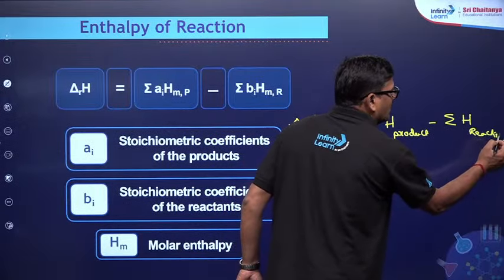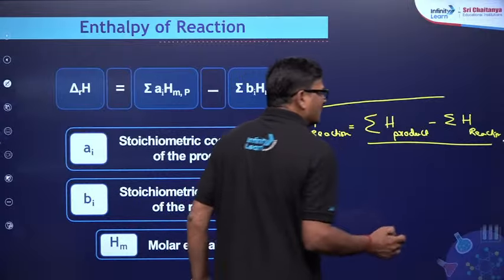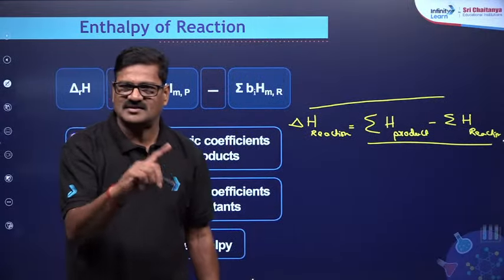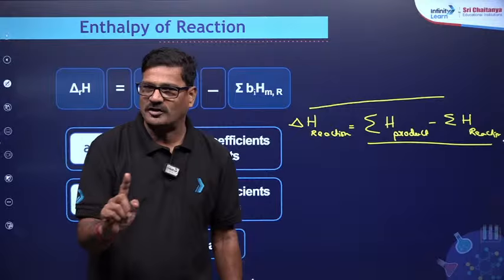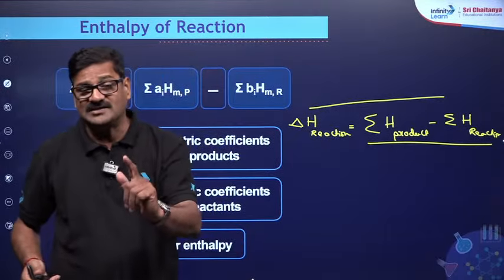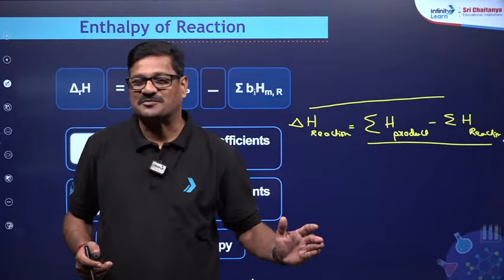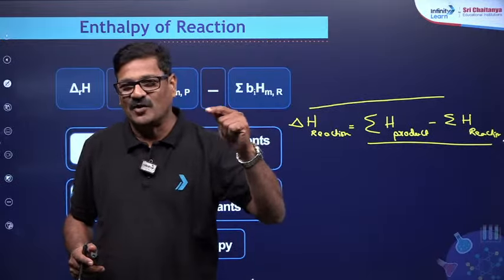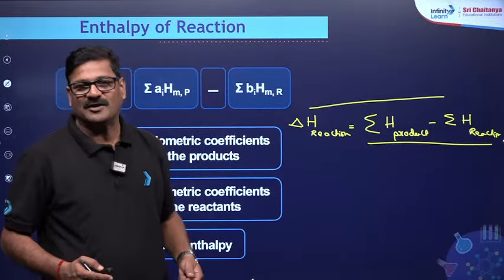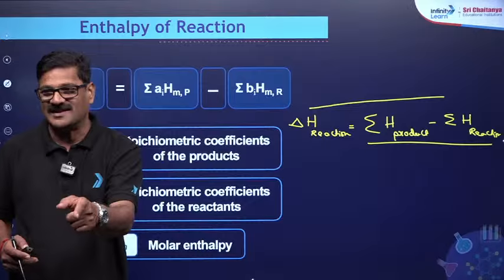Children, here in every equation it is always product minus reactant, product minus reactant, but in one place reactant minus product can come. If anybody knows that, please mention in the chat box so that I'll tell you what exactly that is.